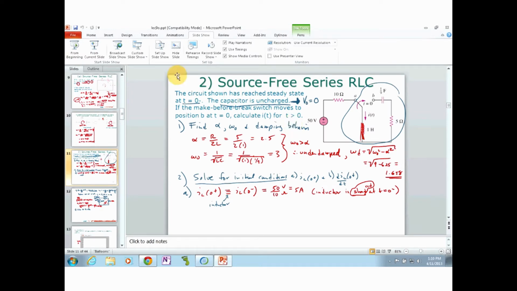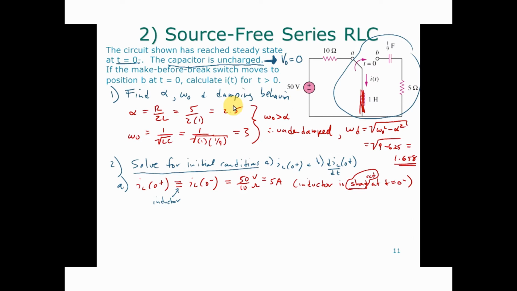Then yesterday we found alpha and omega 0, and figured out, in this case, it's an underdamped circuit, and omega d, which is the square root of omega 0 squared minus alpha squared. That's the oscillation of the sinusoidal response part, which is 1.658. Then step 2 is the lengthy process of solving for the initial conditions. We need to find i_L at 0 plus, and di_L/dt at 0 plus, the slope of the current and the current itself at that instant after the switch has moved.